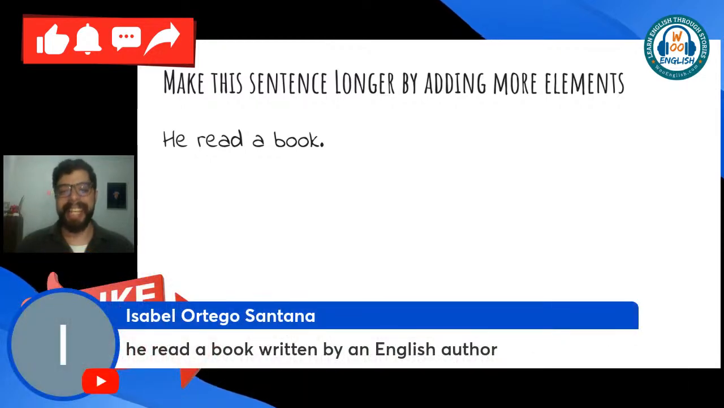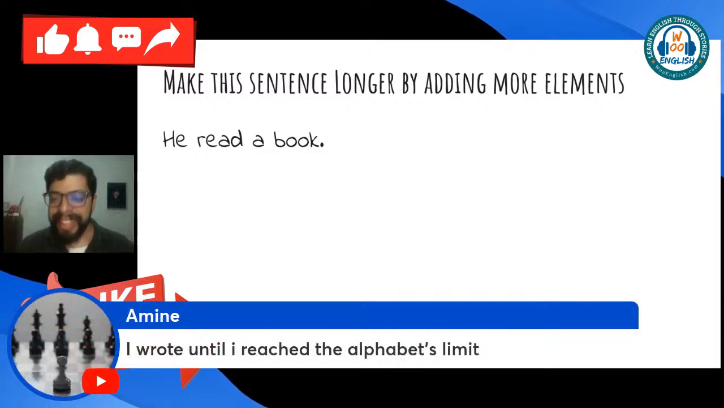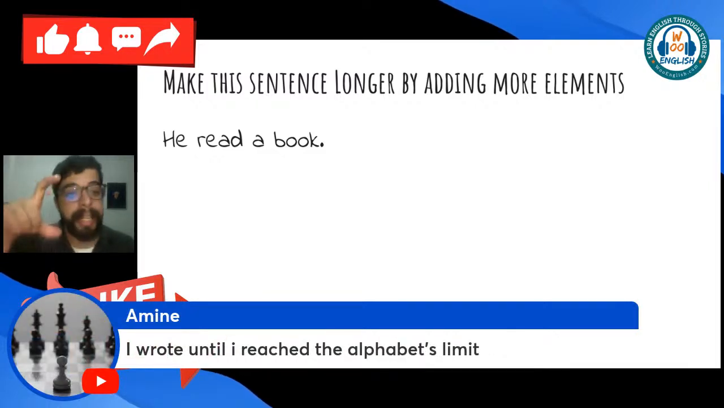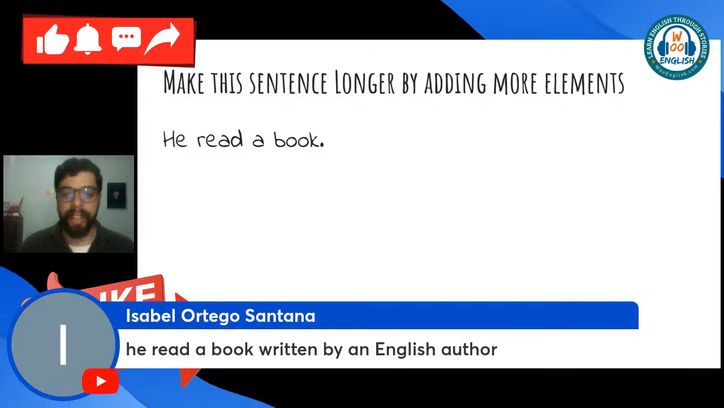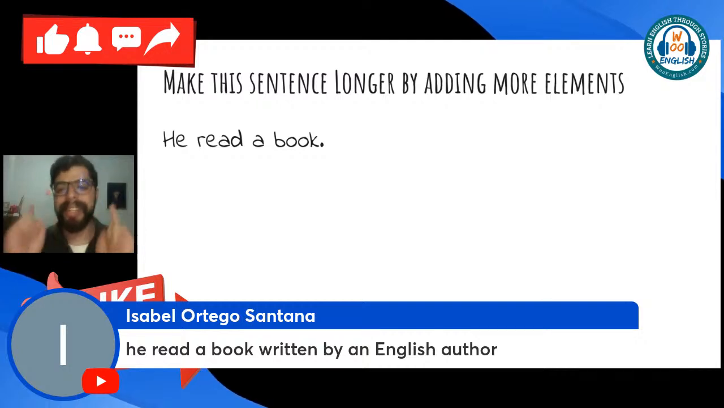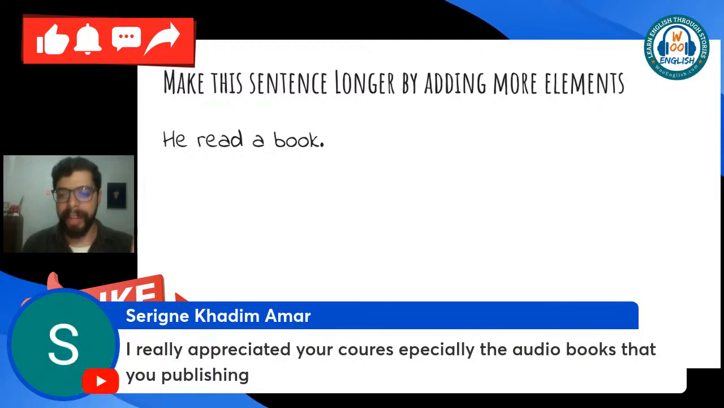Let me see Isabel. Isabel is always giving us concise ones. Really? There is a limit in the chat. I wrote and until I reached. All right, I didn't know that. Isabel says, he read a book written by an English author. That's great. I really love it. It's a correct, well-written sentence.